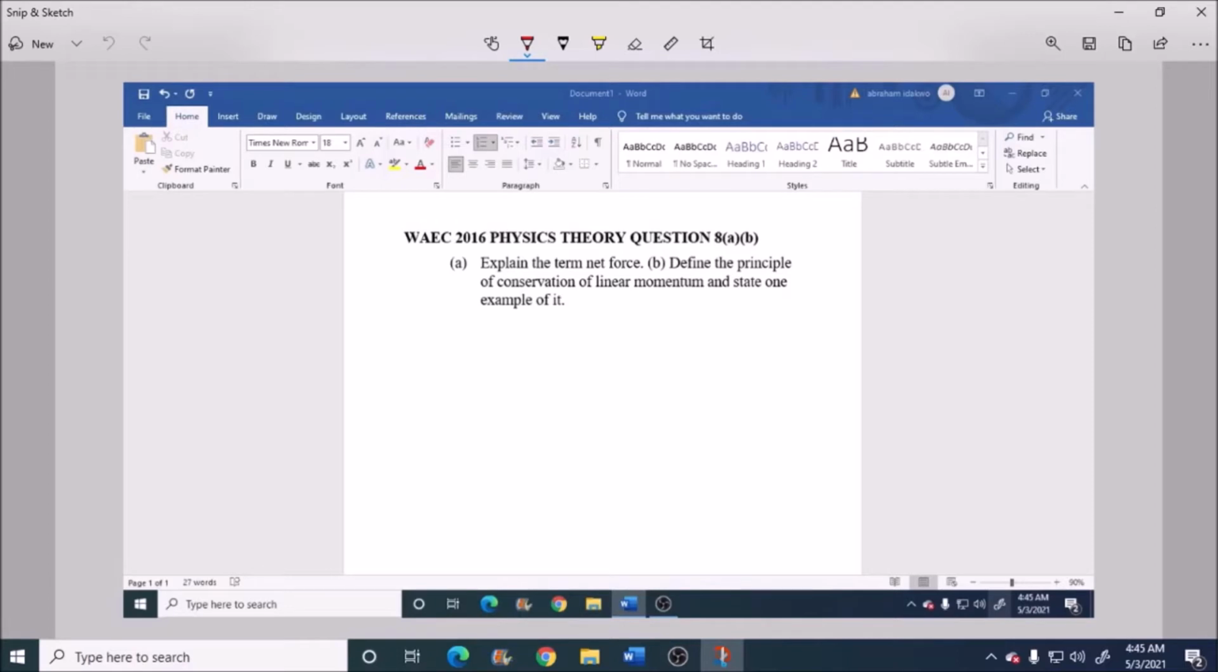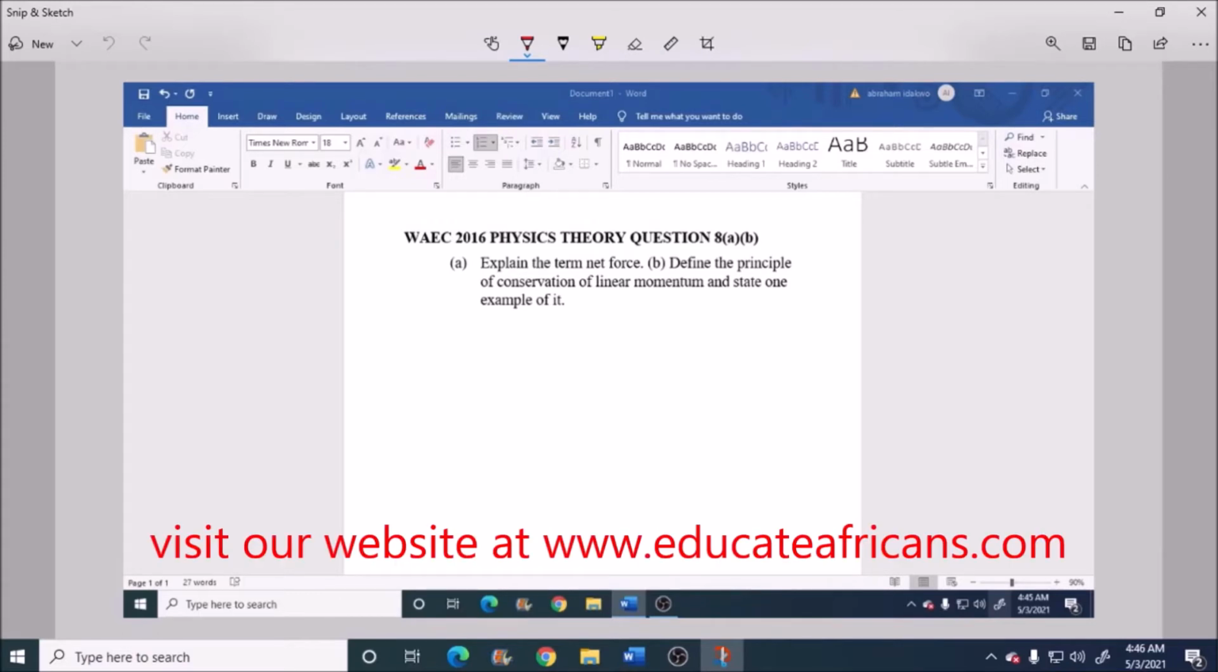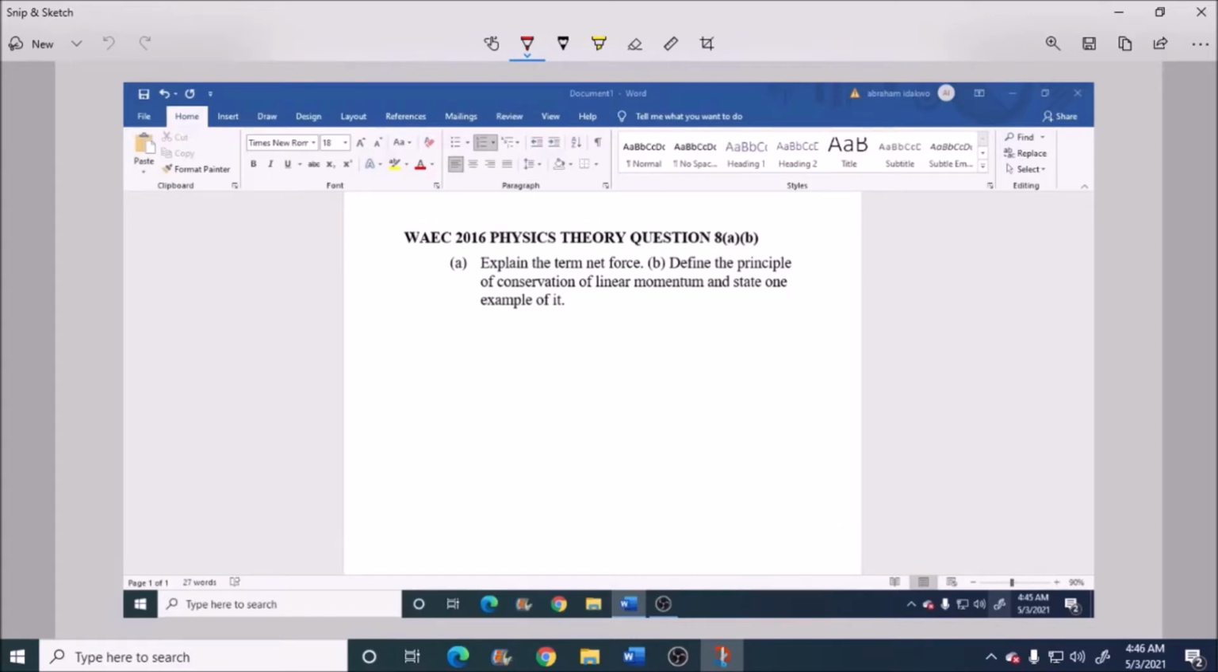Now, what is net force? Net force is the effective or resultant force resulting from the actions of a system of forces on a body.